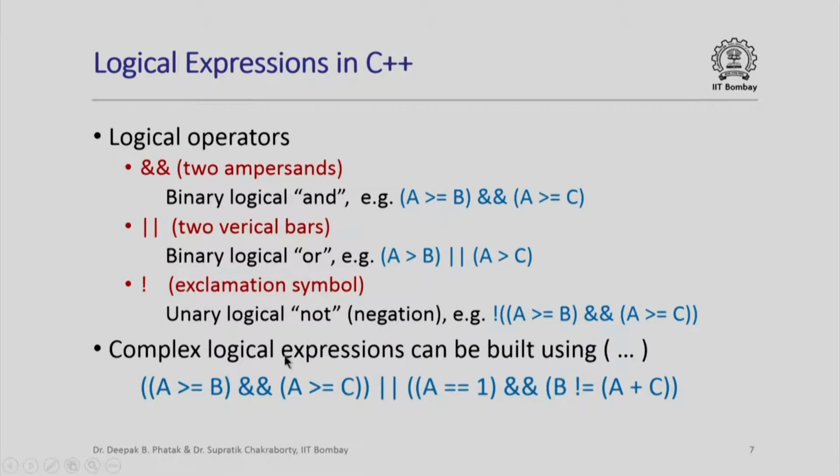And we can build complex logical expressions using parentheses. So for example, here I am saying A >= B && A >= C, or A == 1. I can do this comparison between a variable and a constant as well, and B != A + C, where I am doing this comparison between a variable and an arithmetic expression. And I can use parentheses to indicate exactly the order in which the different comparison operators and the different logical operators should be evaluated. And note that all logical expressions, whether they are the simple ones involving comparison operators or the more complicated ones involving logical operators, always evaluate to a Boolean value.